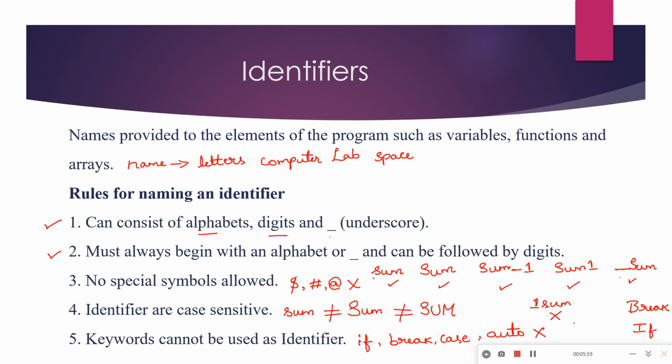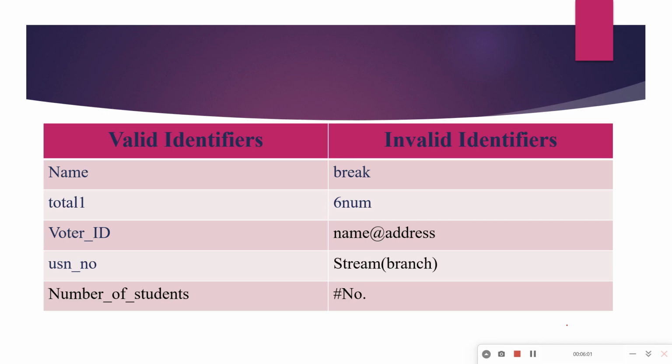Then comes the next slide, valid identifiers and invalid identifiers. So here, why is it valid? Yes, it begins with a capital letter, that is an alphabet, followed by lowercase letters. And here it begins with a lowercase alphabet and is followed by a digit. Yes, it is also valid. Then author_ID, with underscore. Yes, underscore can be used, nothing invalid here. Then USN_number, again it is valid. Number of students, again it is valid.